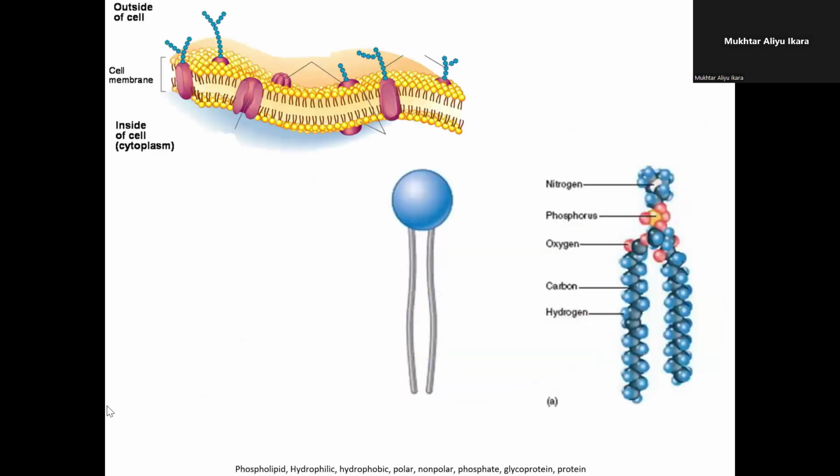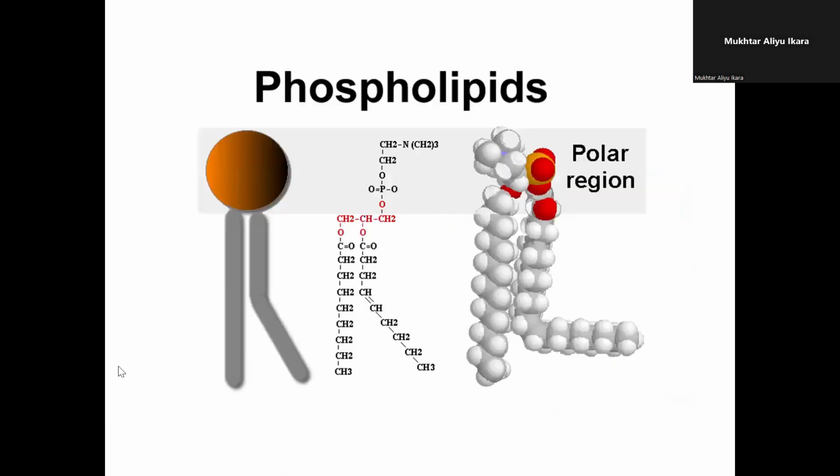And this cell membrane is made of phospholipids, and a phospholipid is a lipid that has a phosphate group attached to it. It is what makes the cell membrane amphipathic in nature, that is, to have some components that will interact with water and some components that will not interact with water.